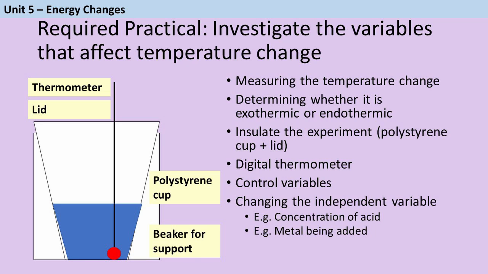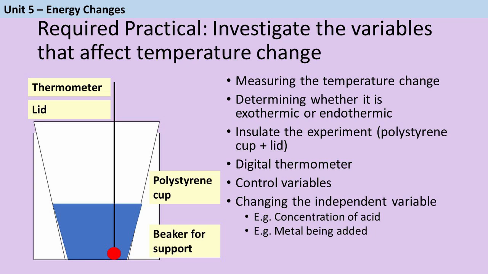If you're asked to write a method, there isn't a specific technique that you need to know about, but you need to talk about things like the fact that you're probably going to do this reaction in a polystyrene cup or some kind of insulated vessel to try and stop heat changes. You're probably going to want to use a digital thermometer because that's likely to have a higher degree of precision than a thermometer that you just read yourself, because it can probably go to a couple of decimal places, whereas if you're just reading it by eye, you're not really going to be able to be more accurate than half a degree C.